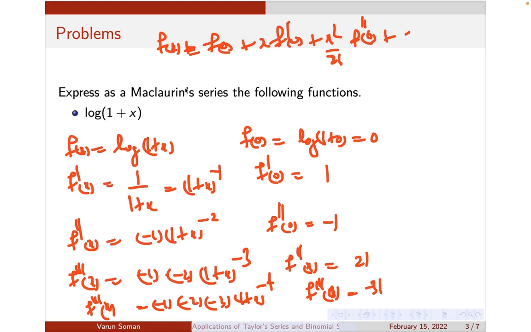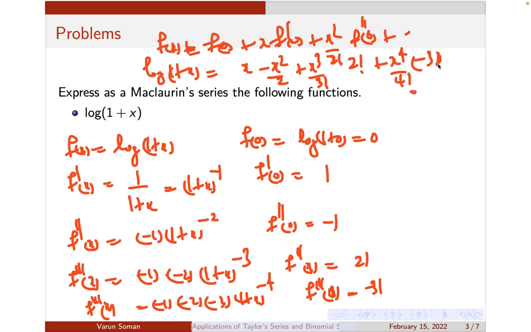The expression will simply be f of x, or log 1 plus x, is equal to f of 0, which is 0, plus f dash of 0, which is 1, so x. Okay, f double dash of 0 is minus 1, so minus x square by 2 factorial, which is again 2, x minus x square by 2. Again f triple dash of 0 is 2 factorial. So it is plus x cube by 3 factorial into 2 factorial. Okay, plus again x raised to 4 by 4 factorial into minus 3 factorial plus etc.